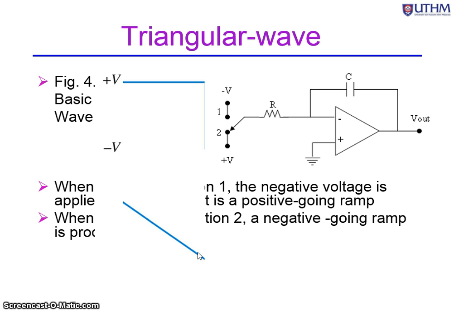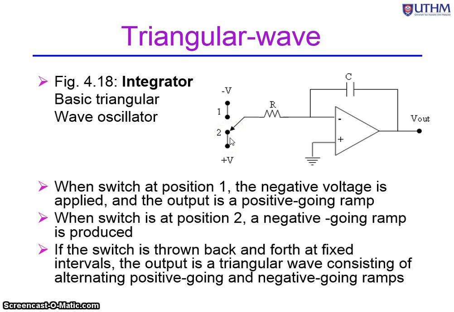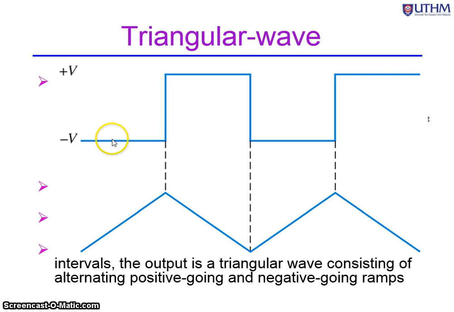Now if you put the switch to position 1, position 2 repeatedly at a regular interval, what you'll get is the alternating positive going and negative going ramp. This is how the output looks: position 1, positive ramp.